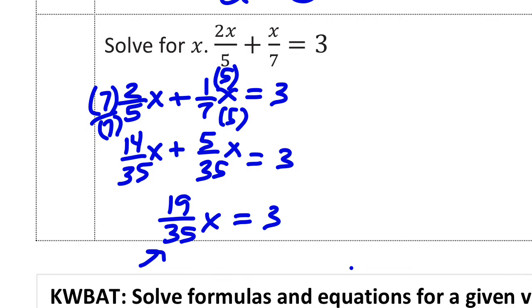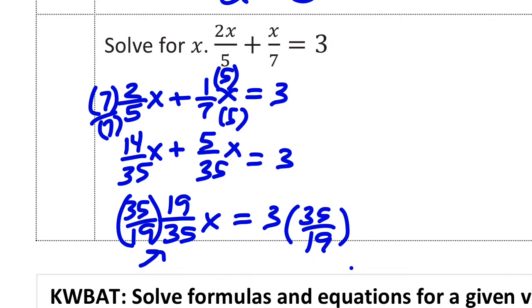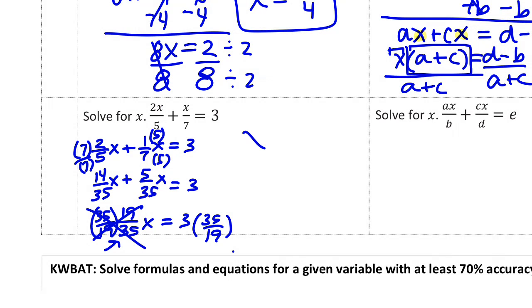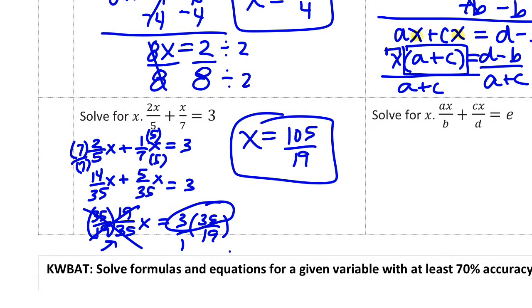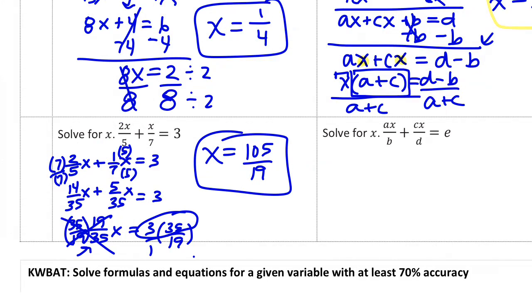Now, when you're multiplying a variable by a fraction and you want to cancel it out, you can multiply by the reciprocal, which is the fraction flipped over, 35 over 19. When you do that, this cancels out. So we find that x is equal to 105 over 19. Okay, so how I got the 105 is I did 3 times 35 and 1 times 19, and we found 105 over 19.